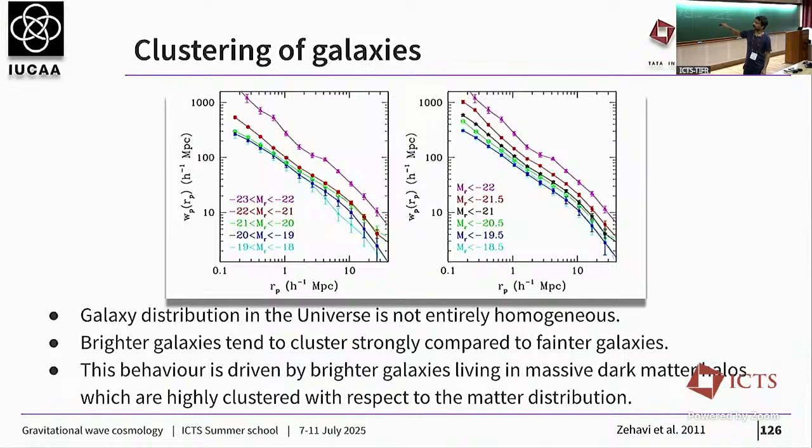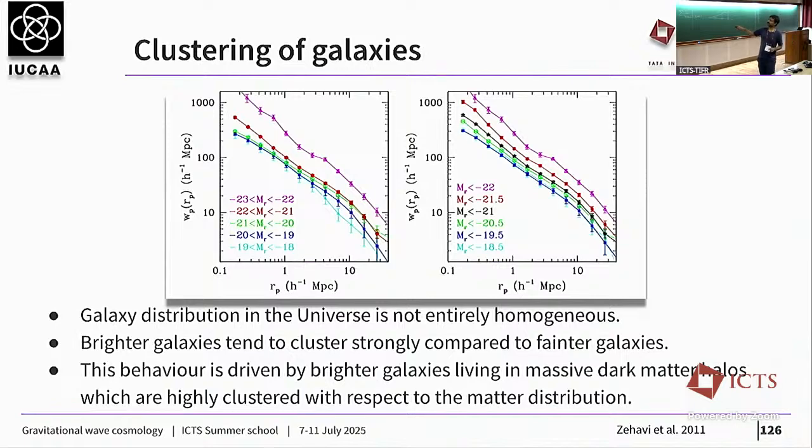Another trend that you see is that the fainter galaxies are less clustered compared to the brighter galaxies. Okay, so fainter galaxies, less clustering. As you go to brighter and brighter galaxies, you'll see more and more of this clustering. These are highly clustered. Within galaxy clusters, for example, you will often find many of them fairly close by.